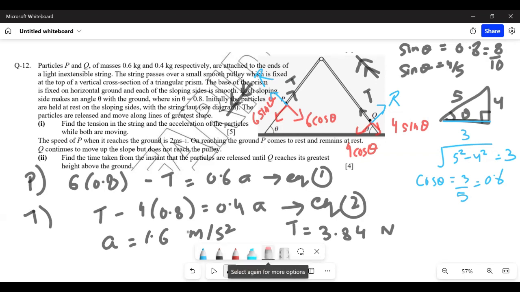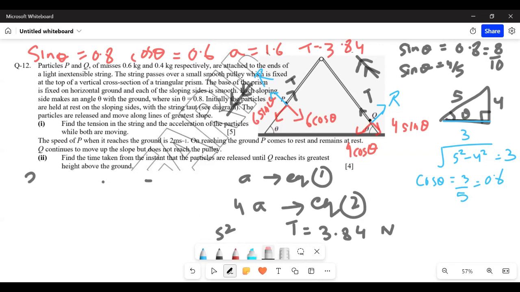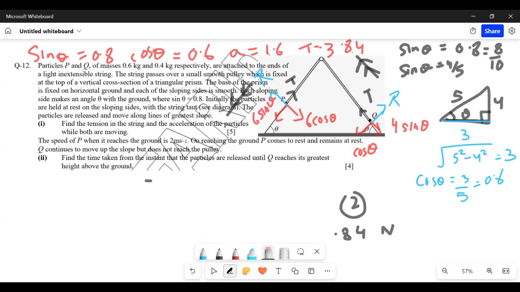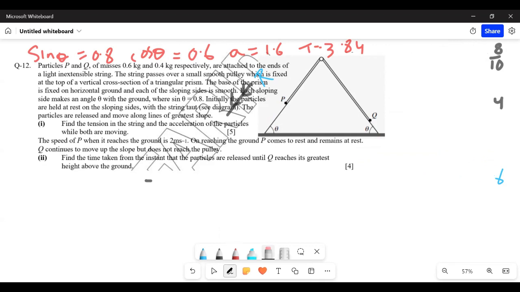Okay, so let's see. Let me just write down the values I need and then I'll clear the rest. Sine theta is 0.8. Cos theta, I doubt I'll need this again, but still, cos theta is 0.6. Then we have A equals 1.6 and T equals 3.84. Okay. The speed of P when it reaches the ground is 2 meters per second. Okay. So P started at rest, so it will have a U of 0.